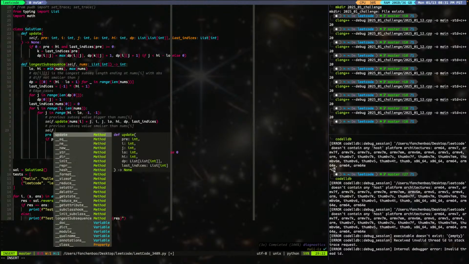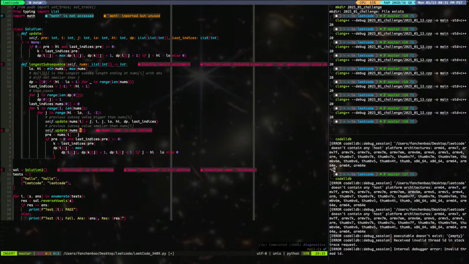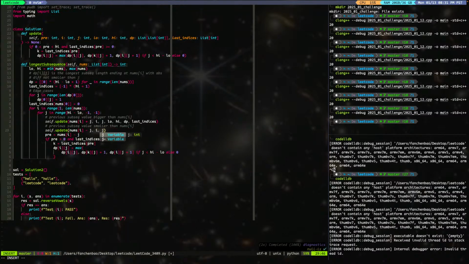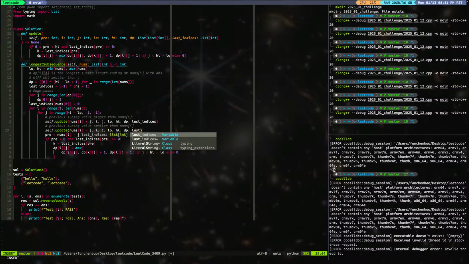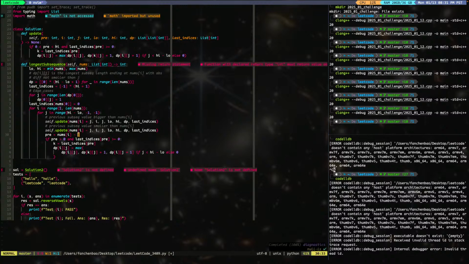And here the same, self dot update nums I minus j, low, high, dp, last indices. Right?